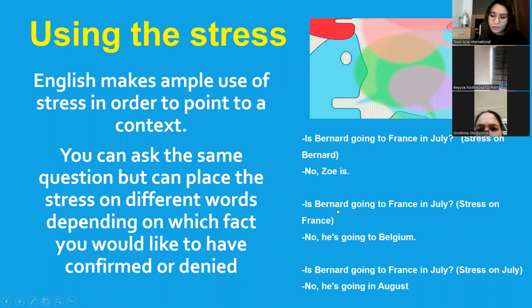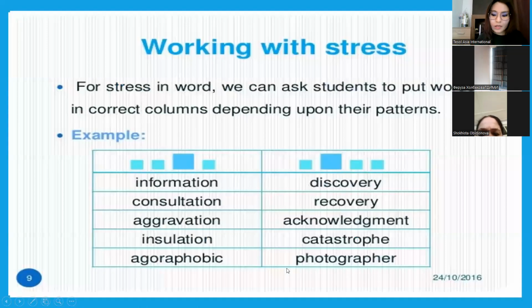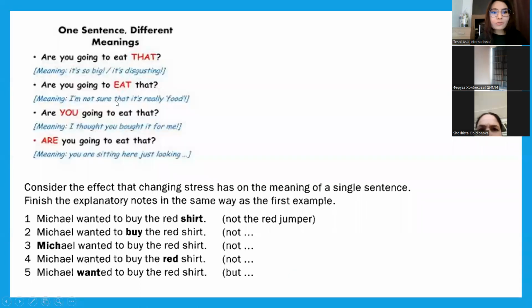Or what if we place stress on the place, and we want to know where they are going? Like, is Bernard going to France in July? No, he's going to Belgium. And it can be different depending on what we want to know, or about whom, about what. Like this: one sentence, different meaning.